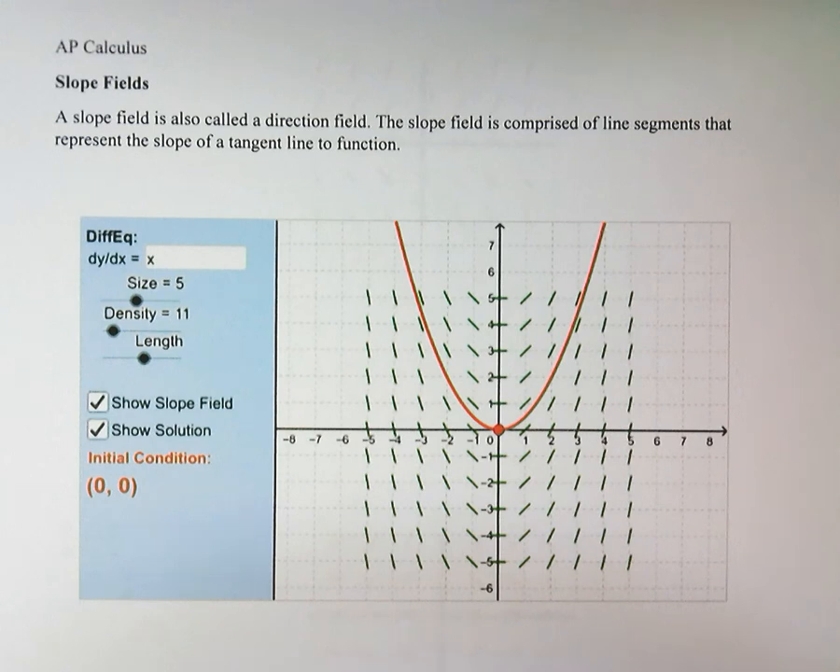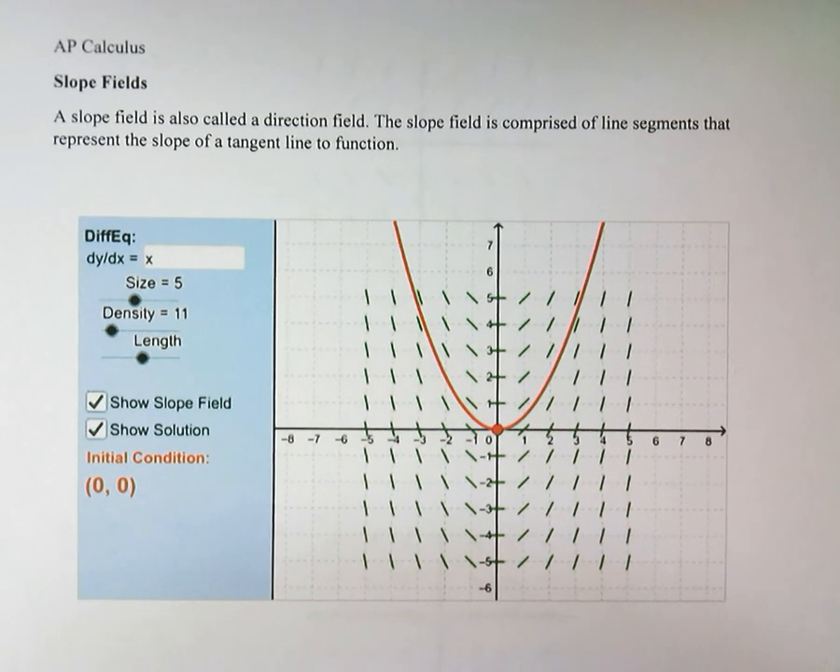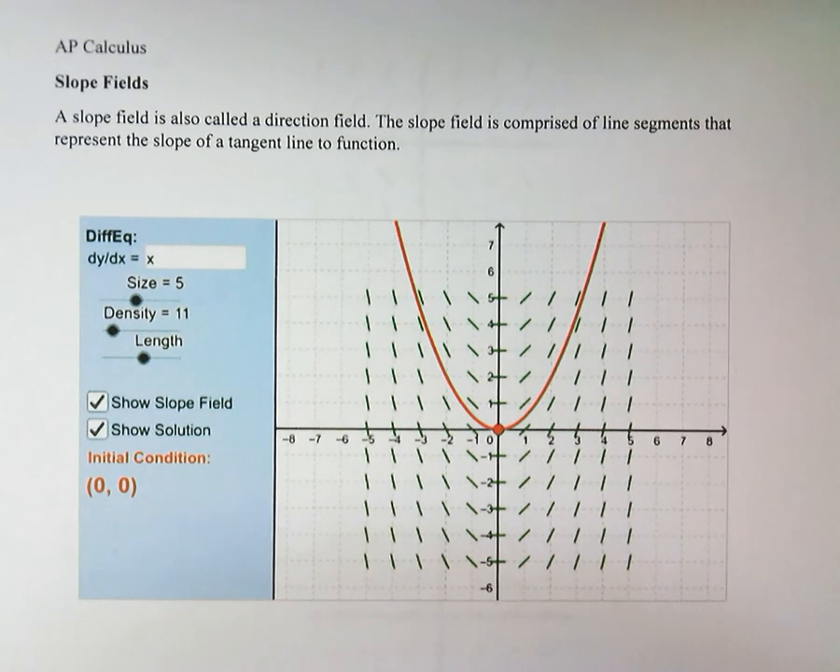Okay, in calculus, we've talked about derivatives and integrals. Those are the two basic things we talk about. So this topic combines both derivatives and integrals. And what we're going to be studying is slope field.